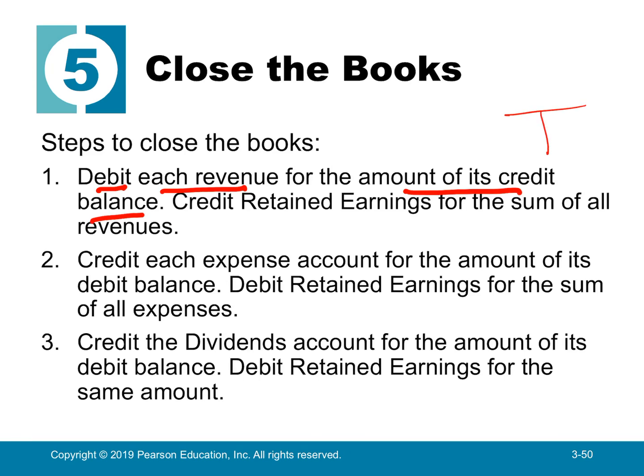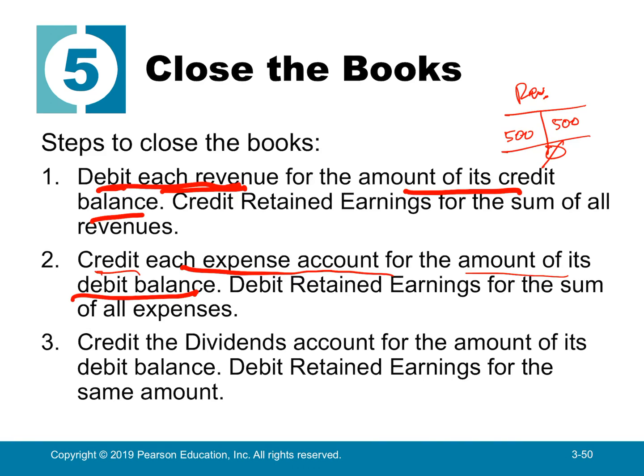So if the revenue account is 500, we are going to debit it 500 so that we go to 0 in it, right? We want to zero them out. You're going to credit each expense account for the amount of its debit balance. Okay. The opposing journal entry, so remember, you have to have at least two accounts for every journal entry.